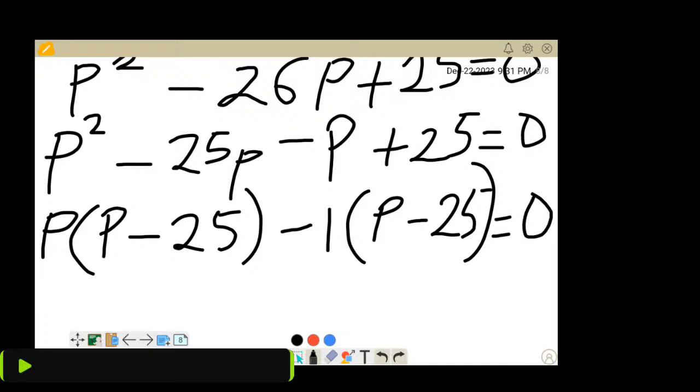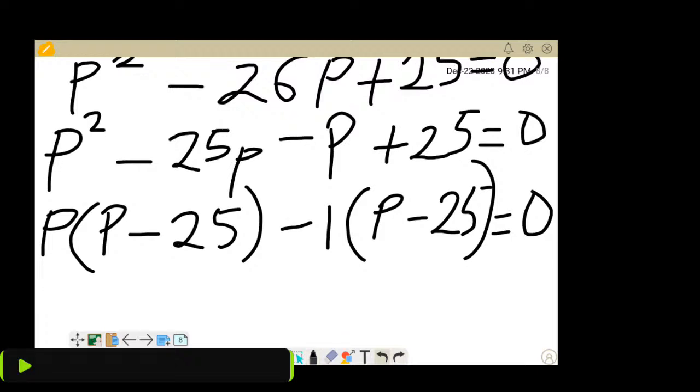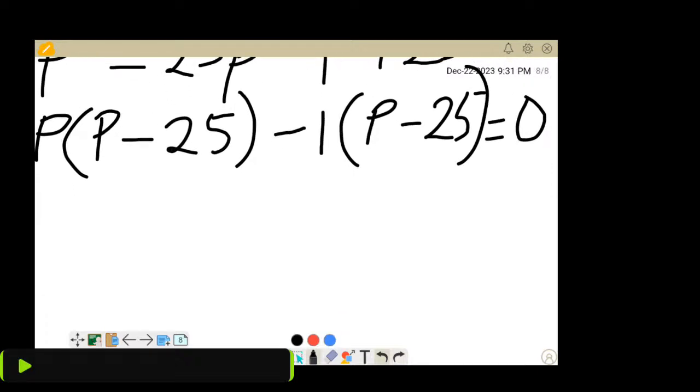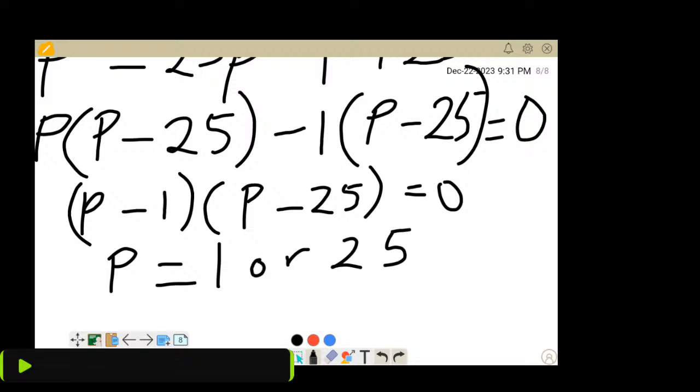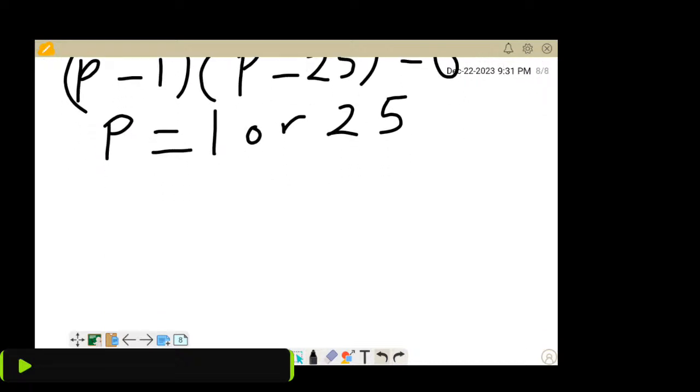Okay, we can easily deal with this. With what we have on the screen, we can say p minus 1 into p minus 25 equal to 0, and that simply means p equal to 1 or 25. And we are not going to stop here because we made something to be equal, we equated something to p. So remember that we have 5 raised to power x equal to p.